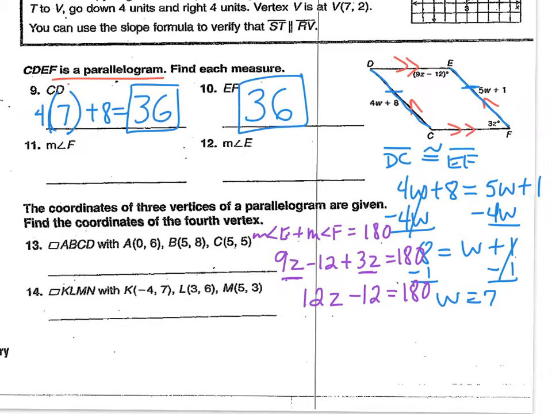What else do we do? Add 12 to both sides. So 180 plus 12 is 192, and then we divide it by 12, and that is 1, and 72 divided by 12 is 6, so it's 16.